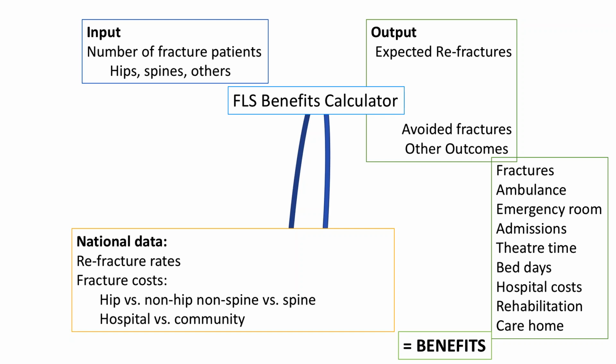However, the work isn't done then. It's very important, in fact critically important, that the expression of how avoided fractures are communicated to the provider or the payer or the stakeholder is very carefully done. For some stakeholders, avoided fractures isn't enough. For others, it may be ambulance visits, emergency room attendance, hospital admissions, theatre time, bed days, hospital costs, rehabilitation costs, or care home costs. And knowing what this sort of currency of the benefits of FLS will need to be is really critical for a successful application.